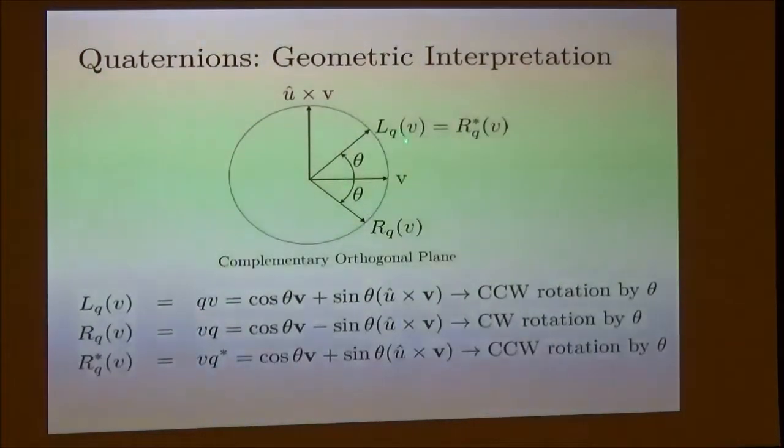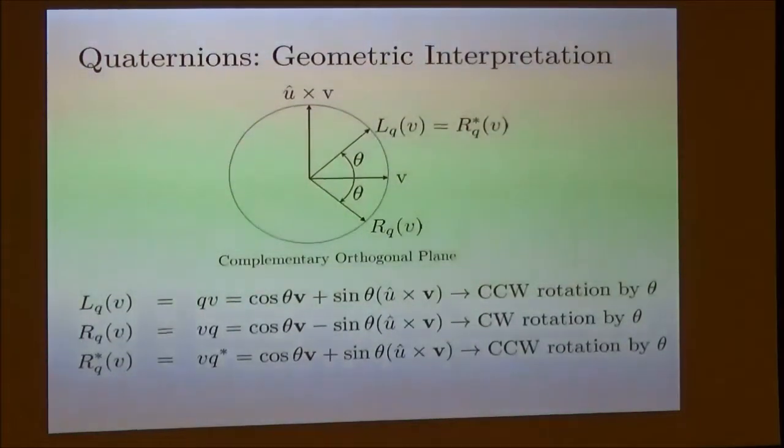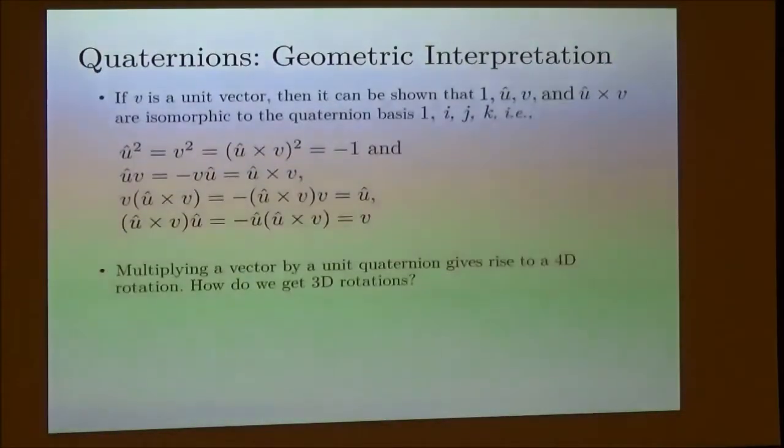So if you left multiply or you do a right conjugate multiplication, V is rotated in the counterclockwise direction by angle theta. And if you do a right multiplication, V is rotated clockwise by angle theta. So now we know what happens to the components of the quaternions in the two orthogonal complementary planes. Now we can try to put them together. But before we do that, let's look at these four basis vectors and what they are.